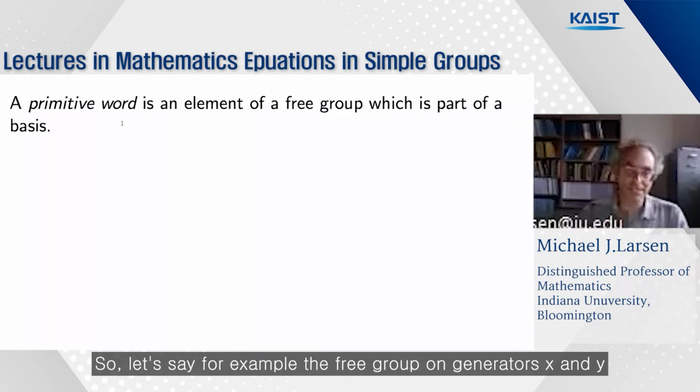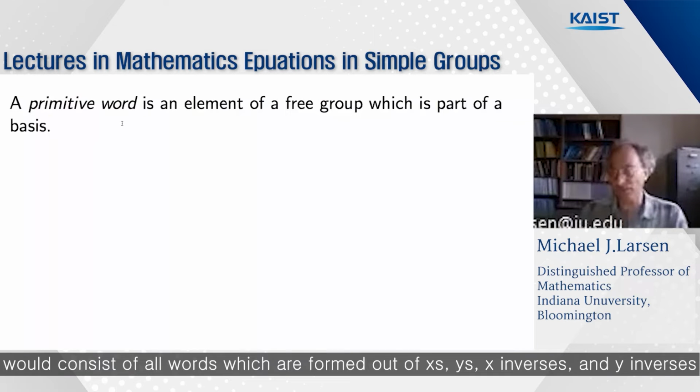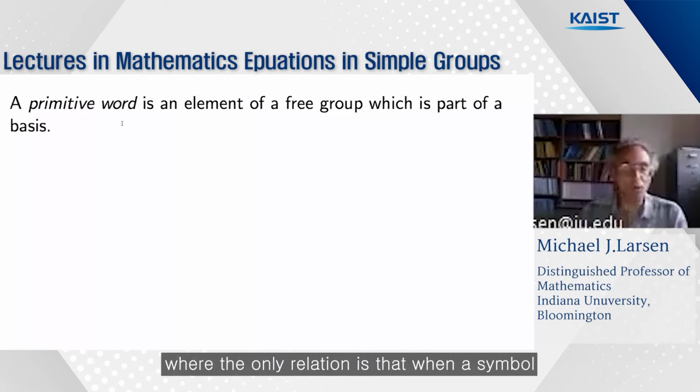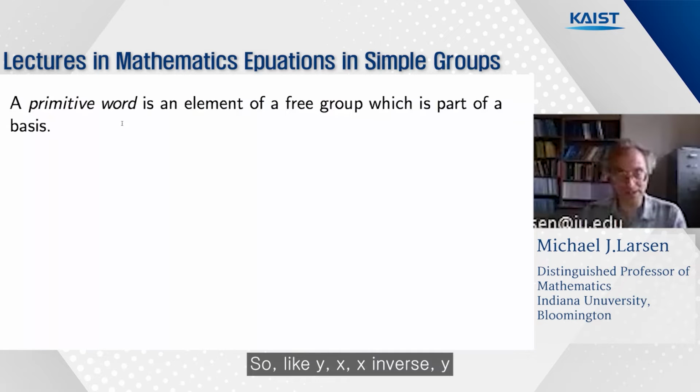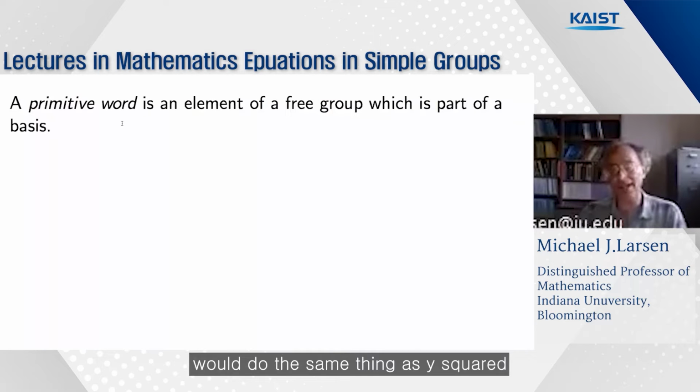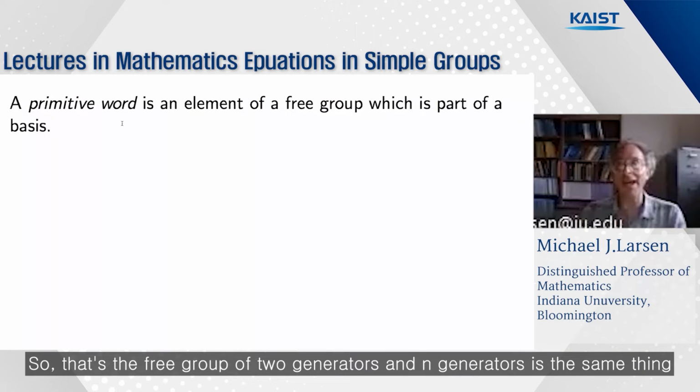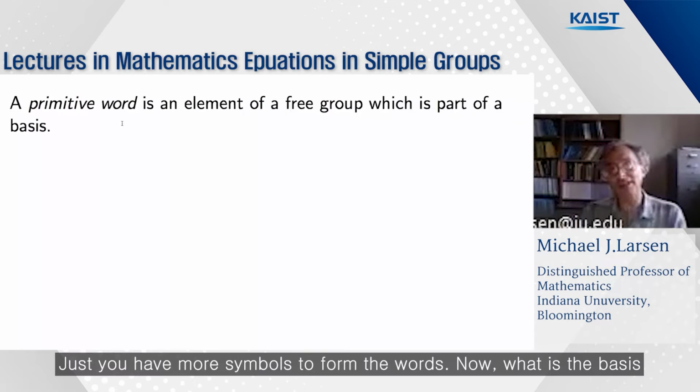So let's say, for example, the free group on generators X and Y would consist of all words which are formed out of X's, Y's, X inverses, and Y inverses, where the only relation is that when a symbol is next to its inverse, you can cancel them. So like Y, X, X inverse Y would be the same thing as Y squared. Okay, so that's the free group on 2 generators, and in n generators, it's the same thing. Just you have more symbols to form the words.